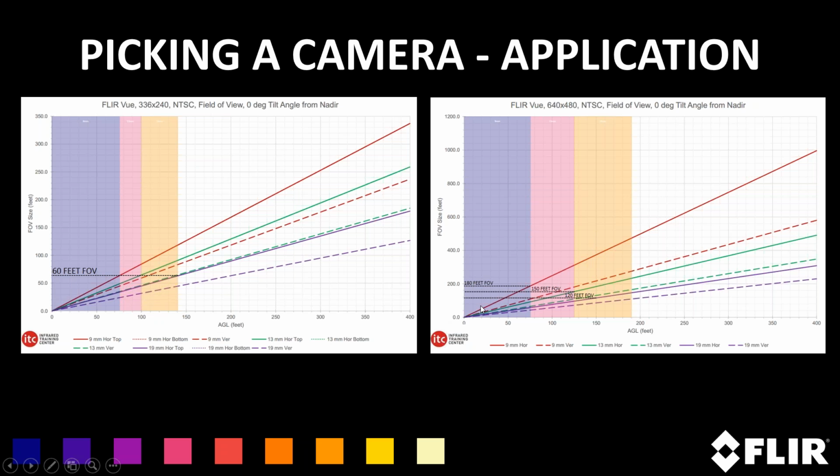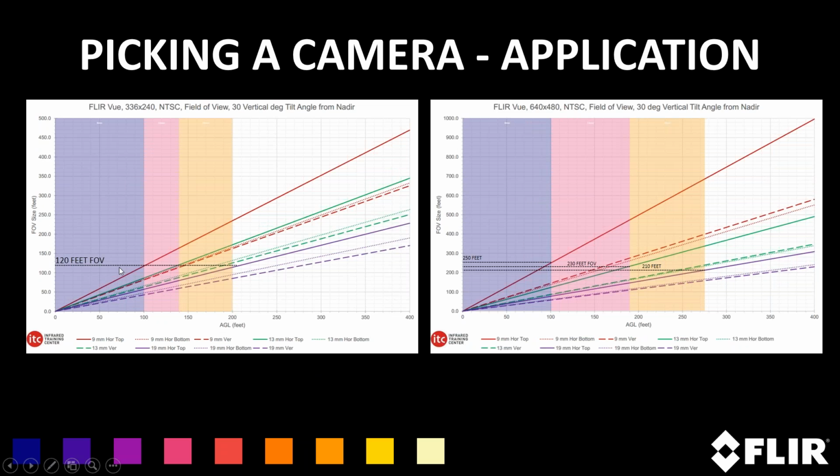So you can see that it's almost 3 times as much to use a 640 resolution with a 9mm lens than it is working with a 336 resolution and a 9mm lens, as far as how much space you can cover and still identify a person looking straight down. Now, when we jump to working with an angle, you're able to get about double that when you're looking at a 30-degree angle versus looking straight down to identify a 2 by 2 or a person on the ground. And this is at its maximum.